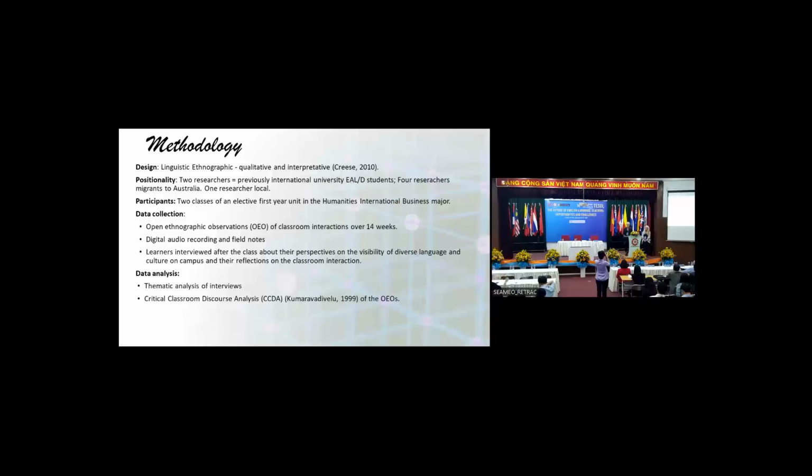Toni and myself are first language speakers of English, but we're also migrants from England originally. And Senda and Shengong are both from other countries with a different first language. So we've got a range of backgrounds and a range of understandings about the way language is used. The participants were 2 classes of an elective first-year unit in the humanities doing an international business major, which is a common area of study for students from China.